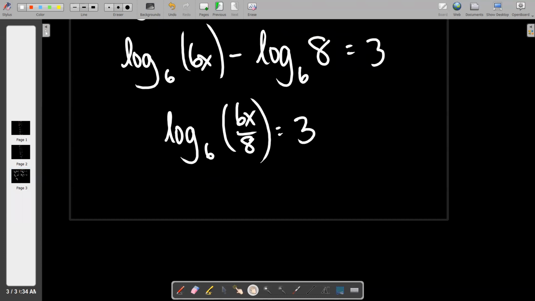Next up. And for the record, if you wanted to reduce right now, the 6 and the 8, you could. But I will do as I was told. Let's water cycle it out. Anytime you get it down to a single log equals a number, just don't even ask, just cycle it. It's what the math gods, not me, want you to do. 6 up to the 3rd is 216.